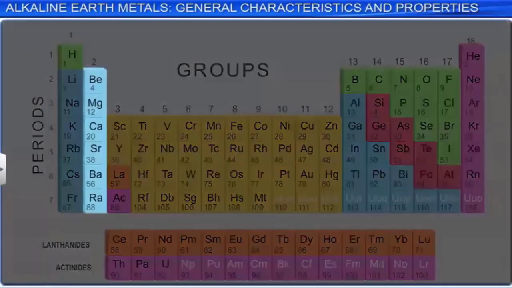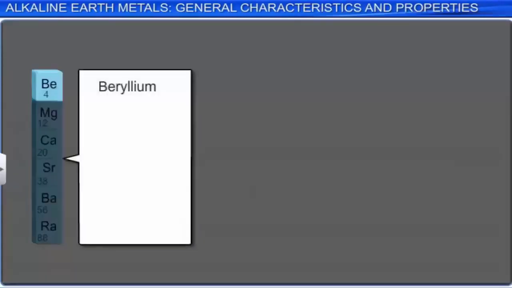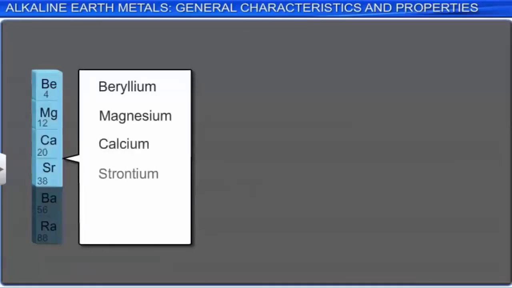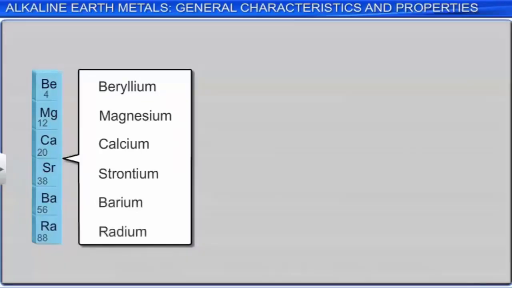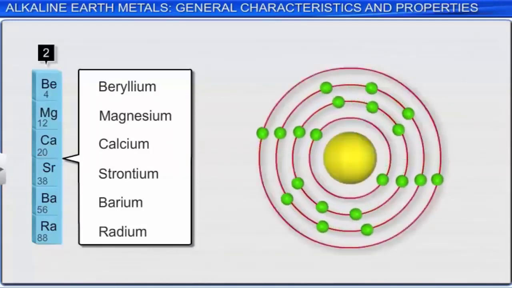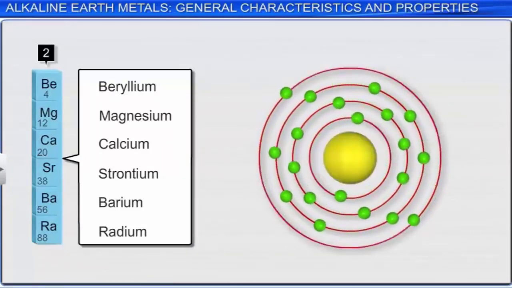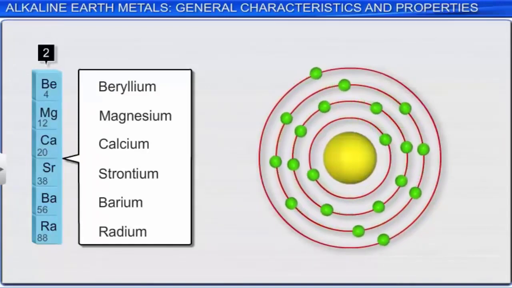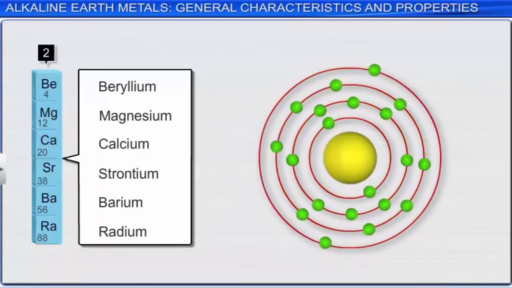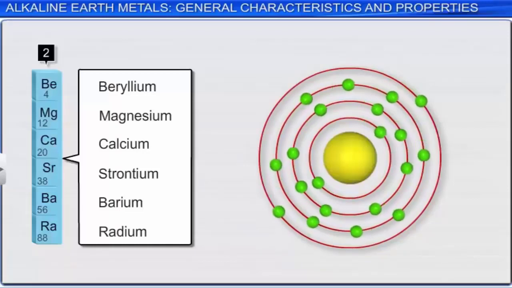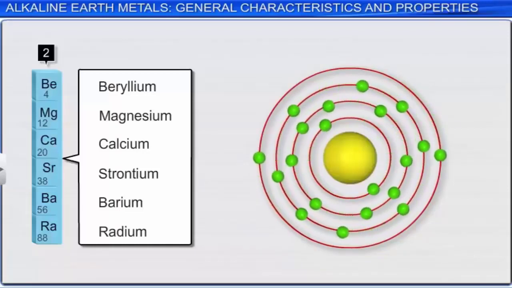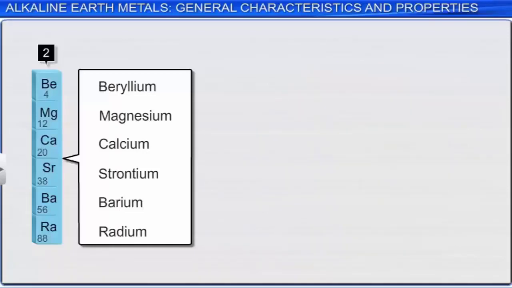The alkaline earth metals, which include beryllium, magnesium, calcium, strontium, barium, and radium, are found in Group 2 of the periodic table. They all have 2 valence electrons. The alkaline earth metals are not found as pure elements in nature, only in compounds. These elements, with the exception of beryllium, are known as alkaline earth metals.